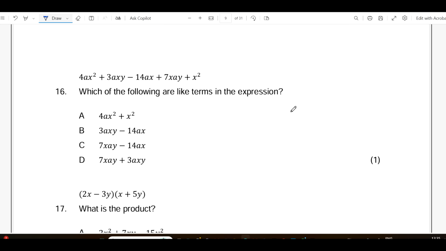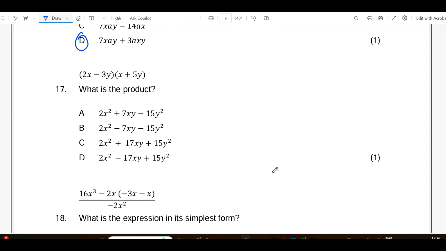Which of the following are like terms in the expression? Like terms have the same variable and the same exponent. These are the like terms. They have the same variable and same exponent. So the correct answer is D.